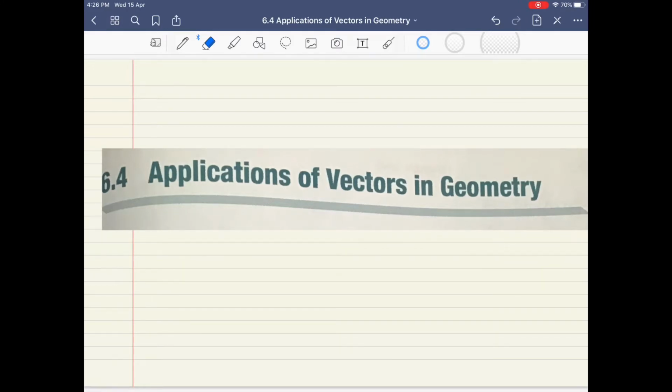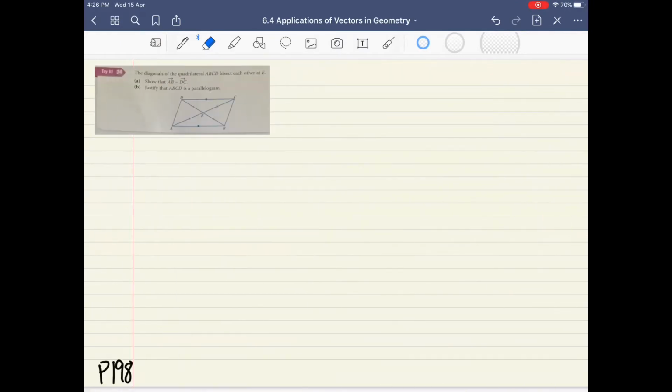Today we're going to do 6.4, applications of vectors in geometry. This is the very last topic for the year actually. So let's just get right to it. First and foremost, we are on page 198 and we are going to do Try It 24.